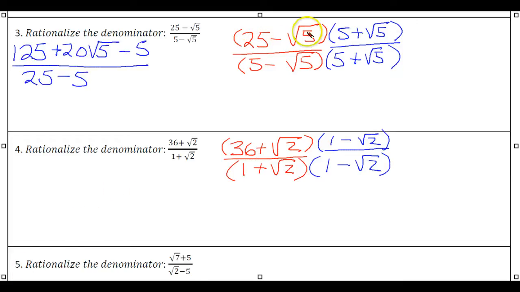So as we FOIL the top, this is a 125. Our inners become a negative 5 square root of 5. My outers, 25 square root of 5. When I do the subtraction, I end up with 20 square root of 5. And when I go a negative, square root of 5 times square root of 5 is negative square root of 25, which is a negative 5.